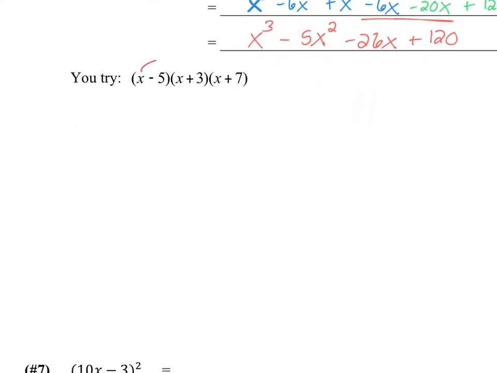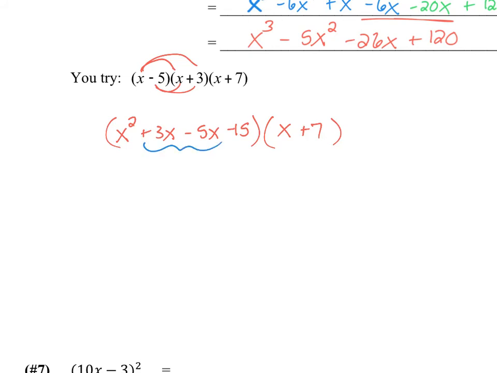So again, we would FOIL the first 2. So x times x is x squared. x times 3 is positive 3x. And then we have a negative 5x, and then we have negative 15. So we FOIL the first two sets of parentheses. The second set of parentheses stays the same. Then we can combine like terms. So we get x squared minus 2x minus 15. And we still have x plus 7.